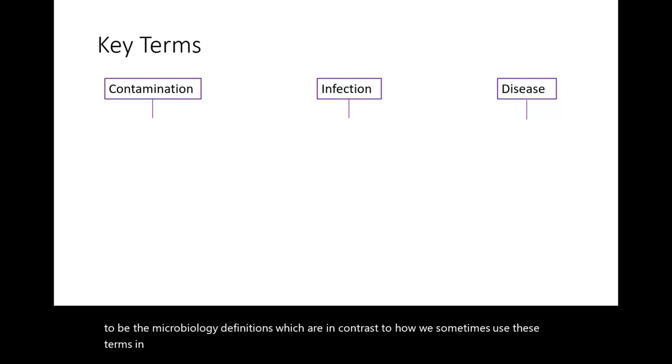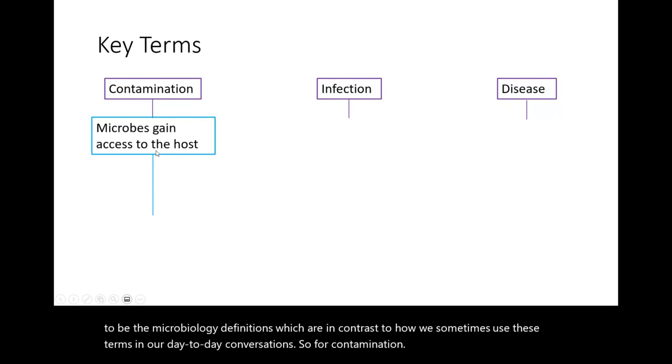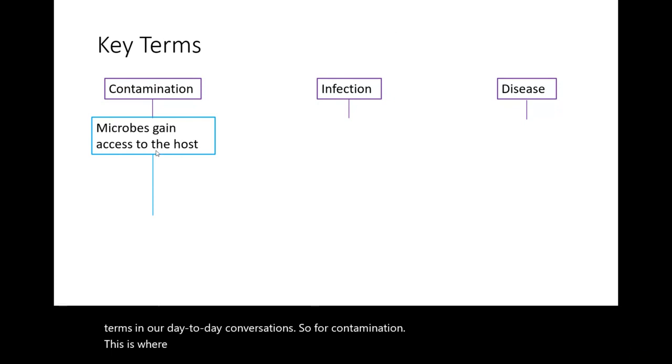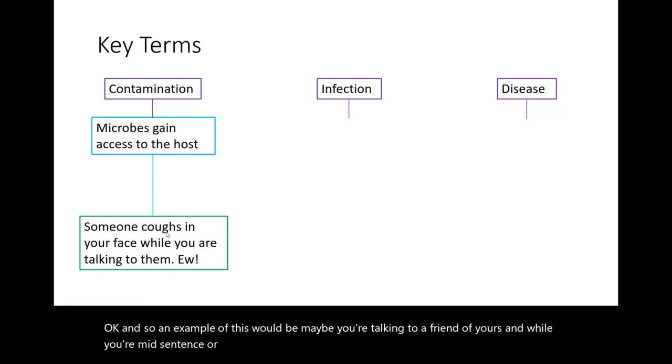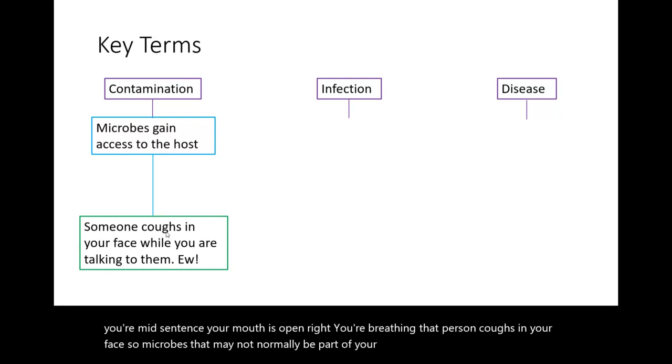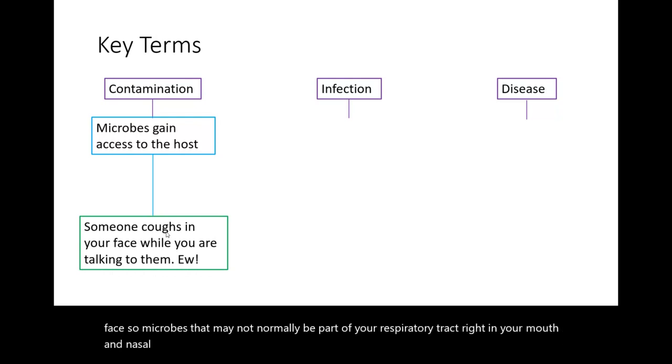in our day-to-day conversations. So for contamination, this is where microbes gain access to the host, okay? An example of this would be maybe you're talking to a friend of yours, and while you're mid-sentence, your mouth is open, right? You're breathing, that person coughs in your face. So microbes that may not normally be part of your respiratory tract, in your mouth and nasal cavities, are now introduced because they coughed on you while you were talking and breathing. So at that point, contamination has occurred.